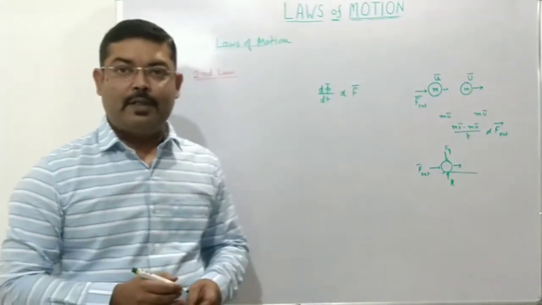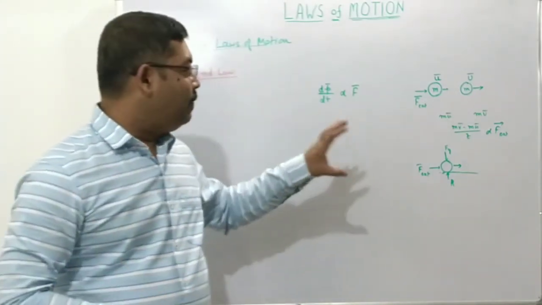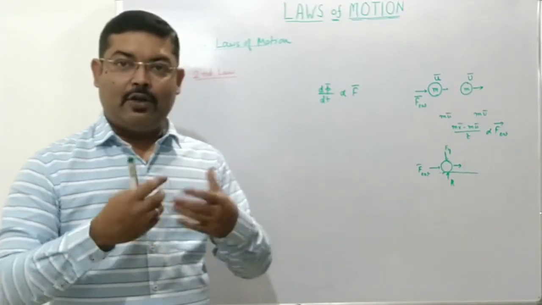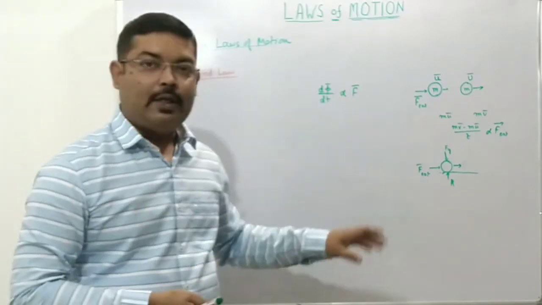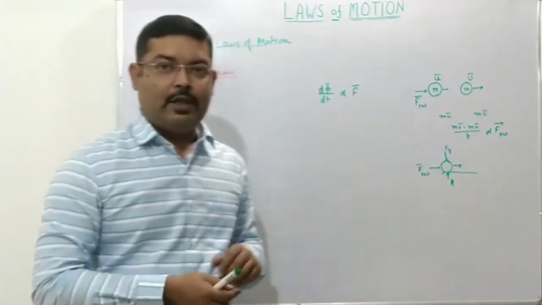So unbalanced force means even if there are multiple forces acting on it, the net force, or the resultant of all the forces that do not cancel each other, is the unbalanced external force, and that particular force causes the acceleration of the object.